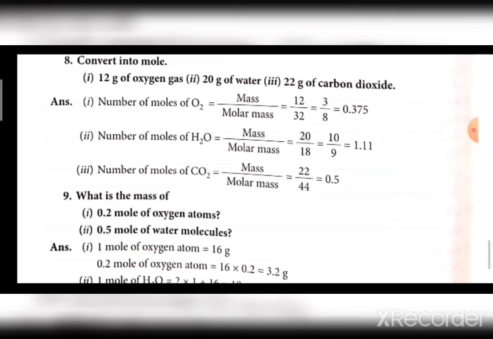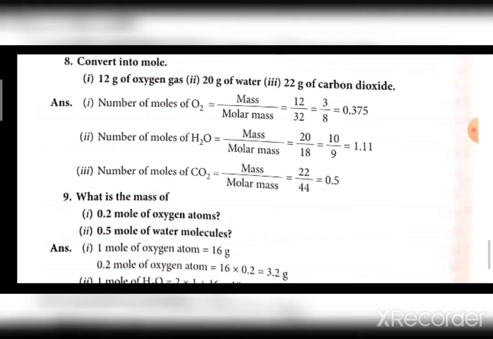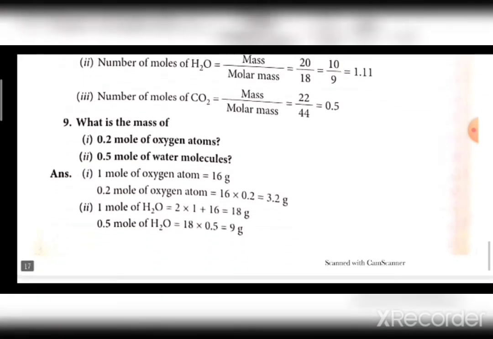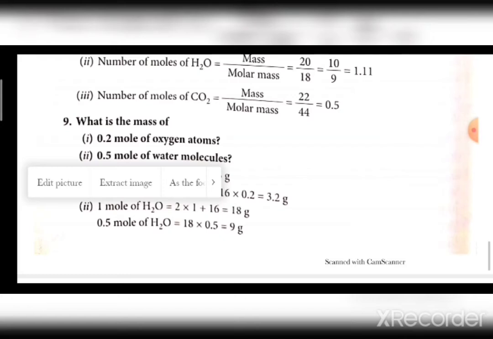Question number 8, convert into mole. So you have to calculate the number of moles in 12 gram of oxygen gas, 20 gram of water, 22 gram of carbon dioxide. So you just have to write the mass upon molar mass, that is given mass upon molar mass, and you can calculate the number of moles. Next question, 9th, is also related to mole concept.